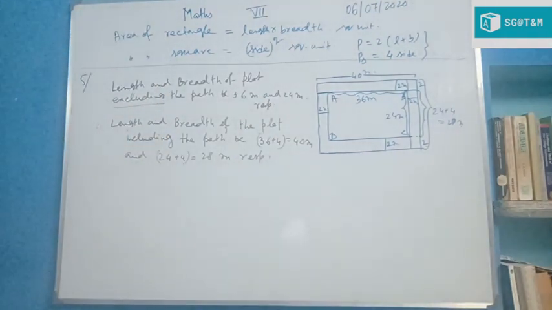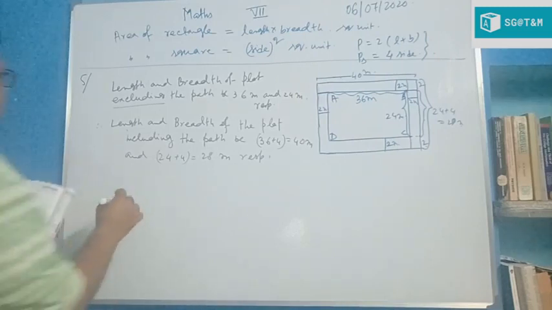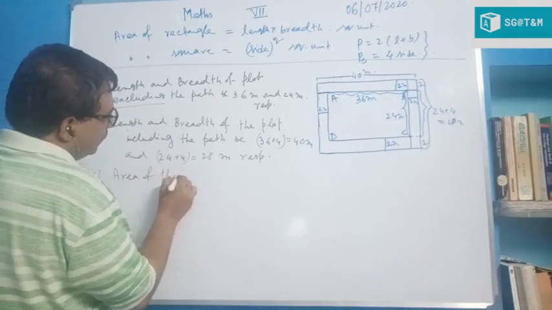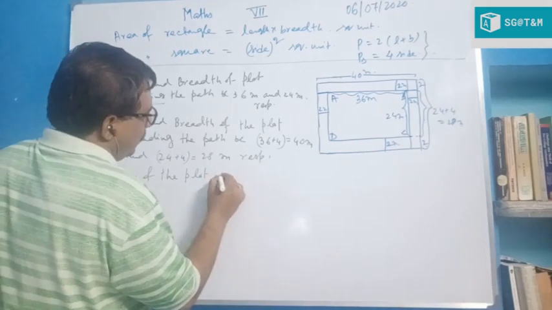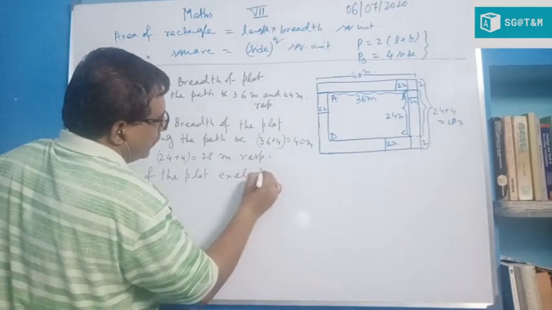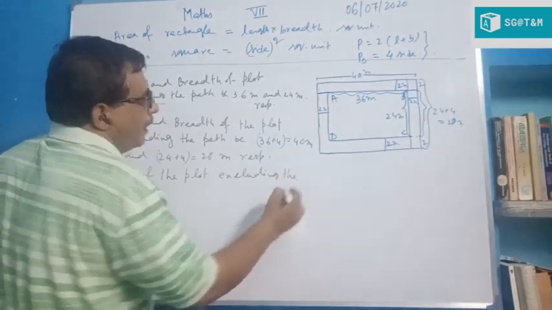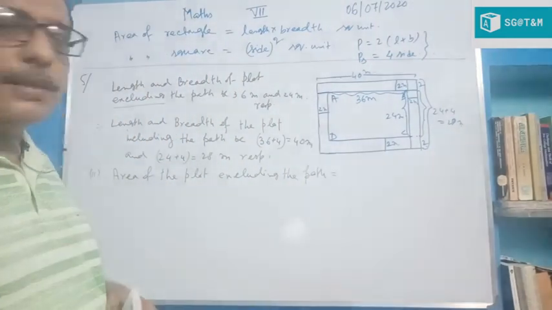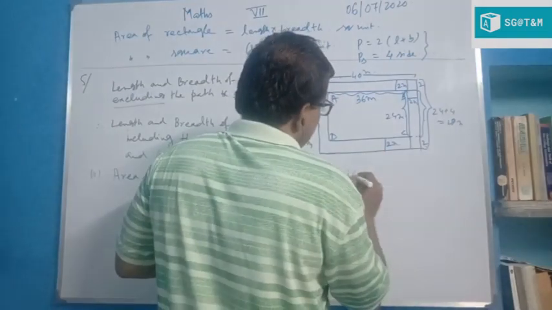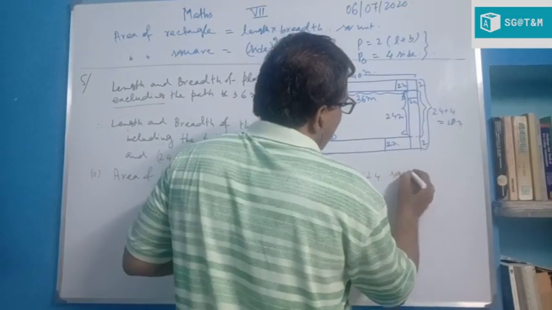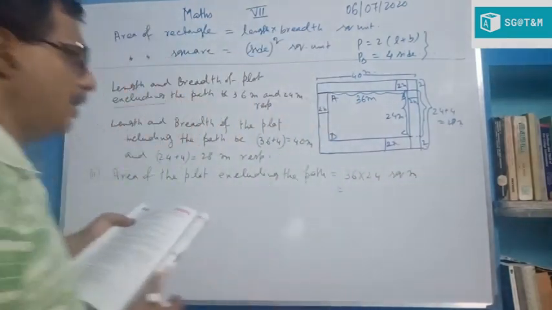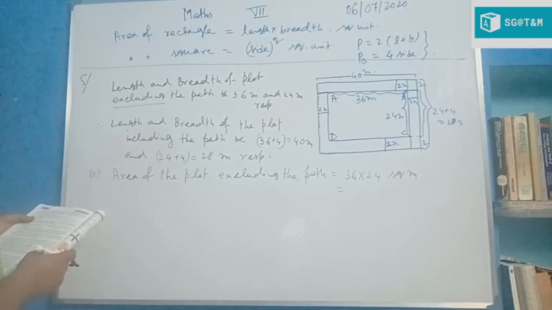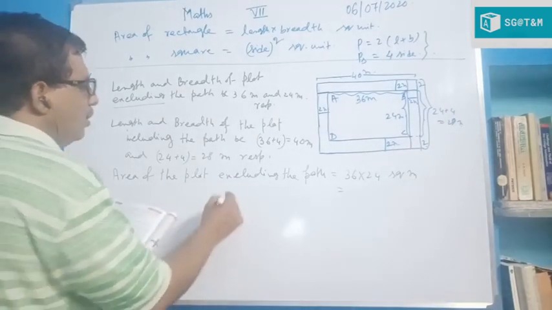Okay. Next, area of the plot without the path. Number 2, area of the plot excluding the path. That is length into breadth, since the area of a rectangle is given by length into breadth. So 36 into 24 square meter. Find the value and we get the answer. This is the area of the plot excluding the path, or without the path.